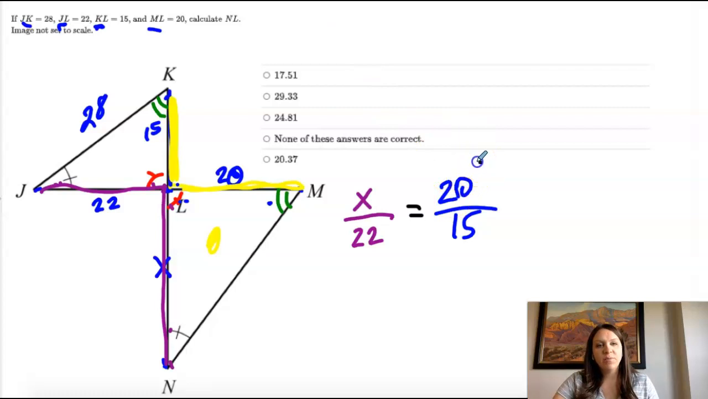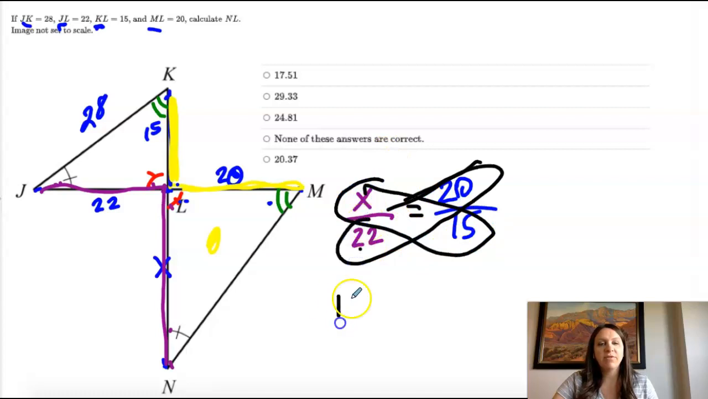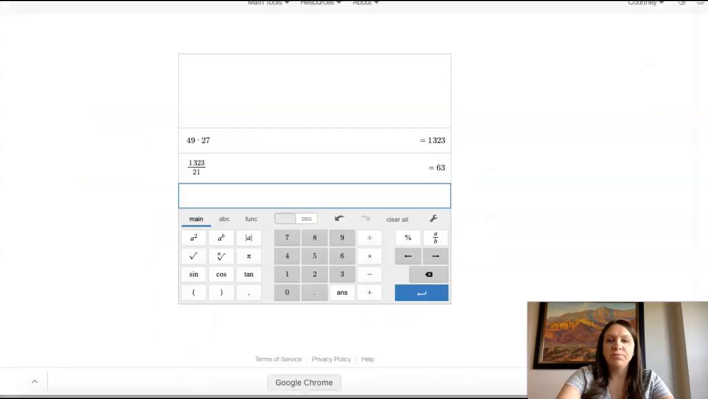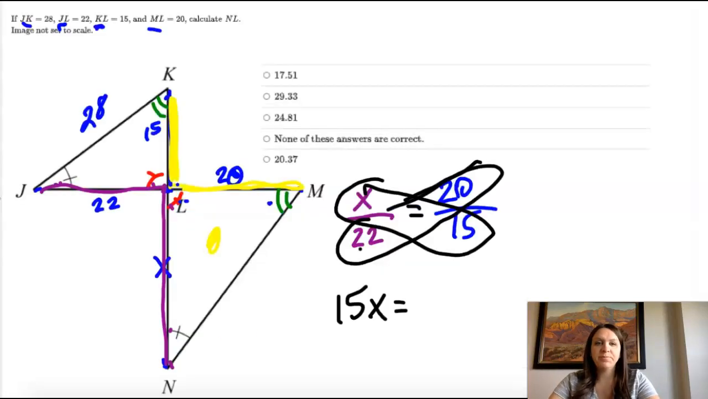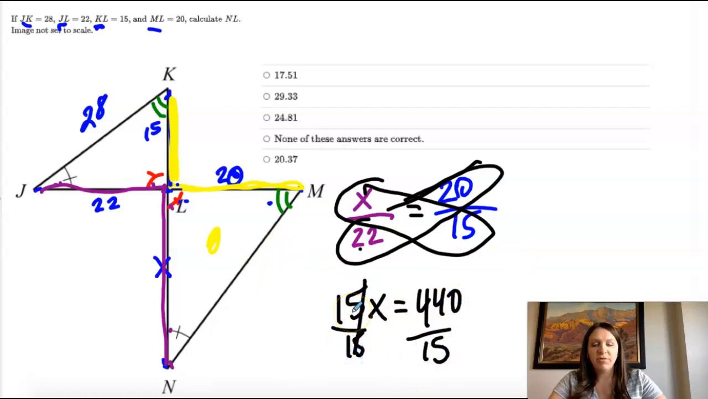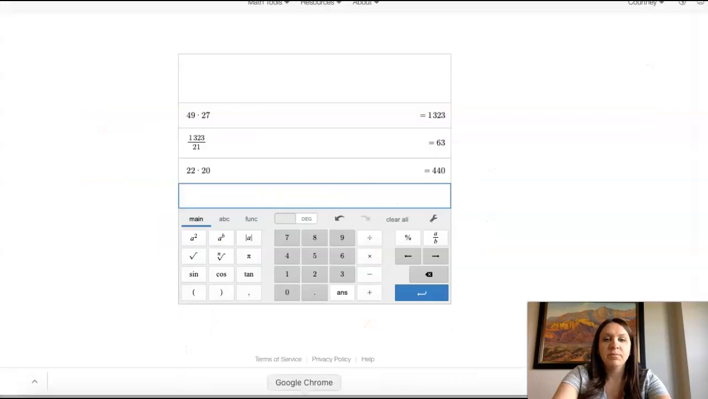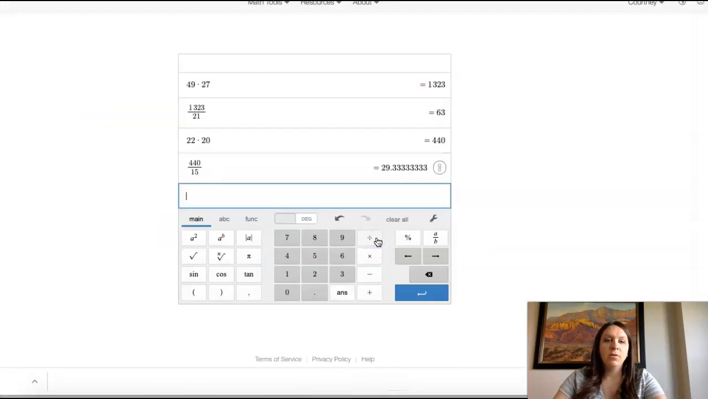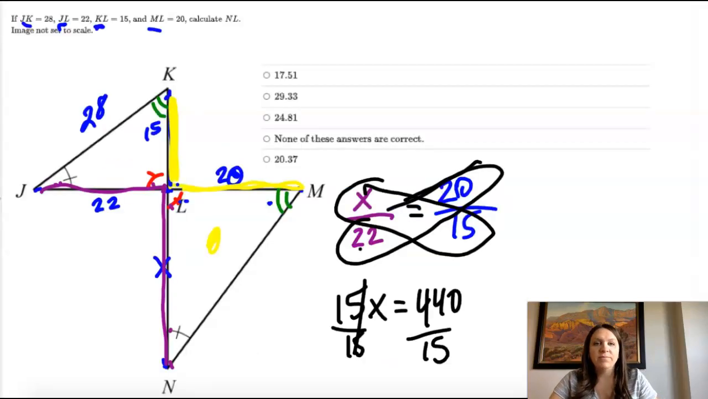And when it's all set up, we do cross multiply. So 15x equals 22 times 20, which is 440. And then to solve for x, we're going to divide both sides by 15 to get our x value. So 440 divided by 15 is 29.3. So our answer will be this one.